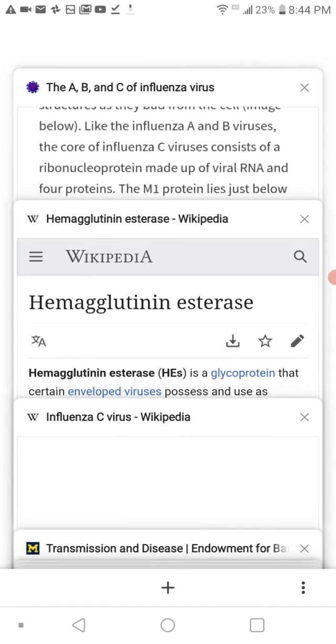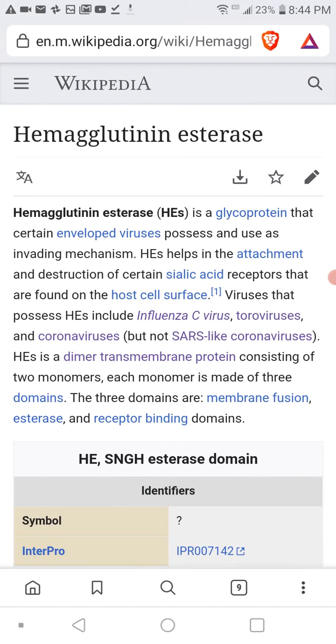The point I'm trying to get at very quickly is that Influenza C virus is not ever spoken about. Influenza C virus is the descendant, or is the progenitor, or is the earlier relative of coronavirus, and that's according to Dr. Barrick himself. And so it says right here, viruses that possess HE, hemagglutinin-esterase, include Influenza C virus, torovirus, and coronaviruses, but not SARS-like coronavirus.